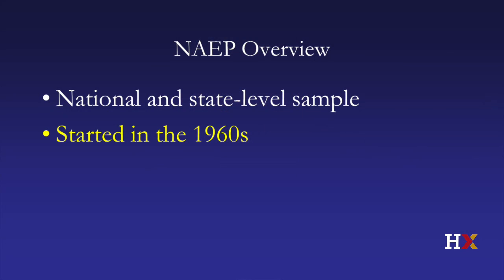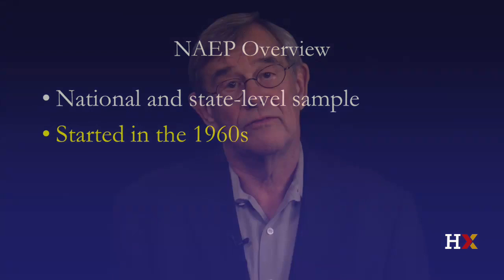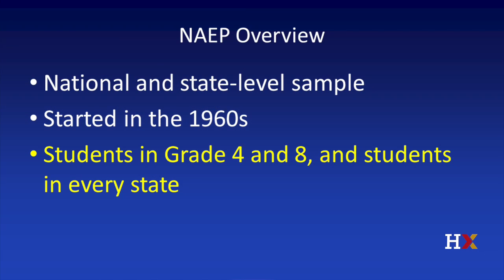When was NAEP first set up? Well, the beginning of NAEP goes back to the 1960s. At first, it reported information on student performance only in math and reading at ages 9, 13, and 17 for the United States as a whole. But over the years, it has broadened its vision to include other subjects, to include students in grades 4 and 8, and students in every state.